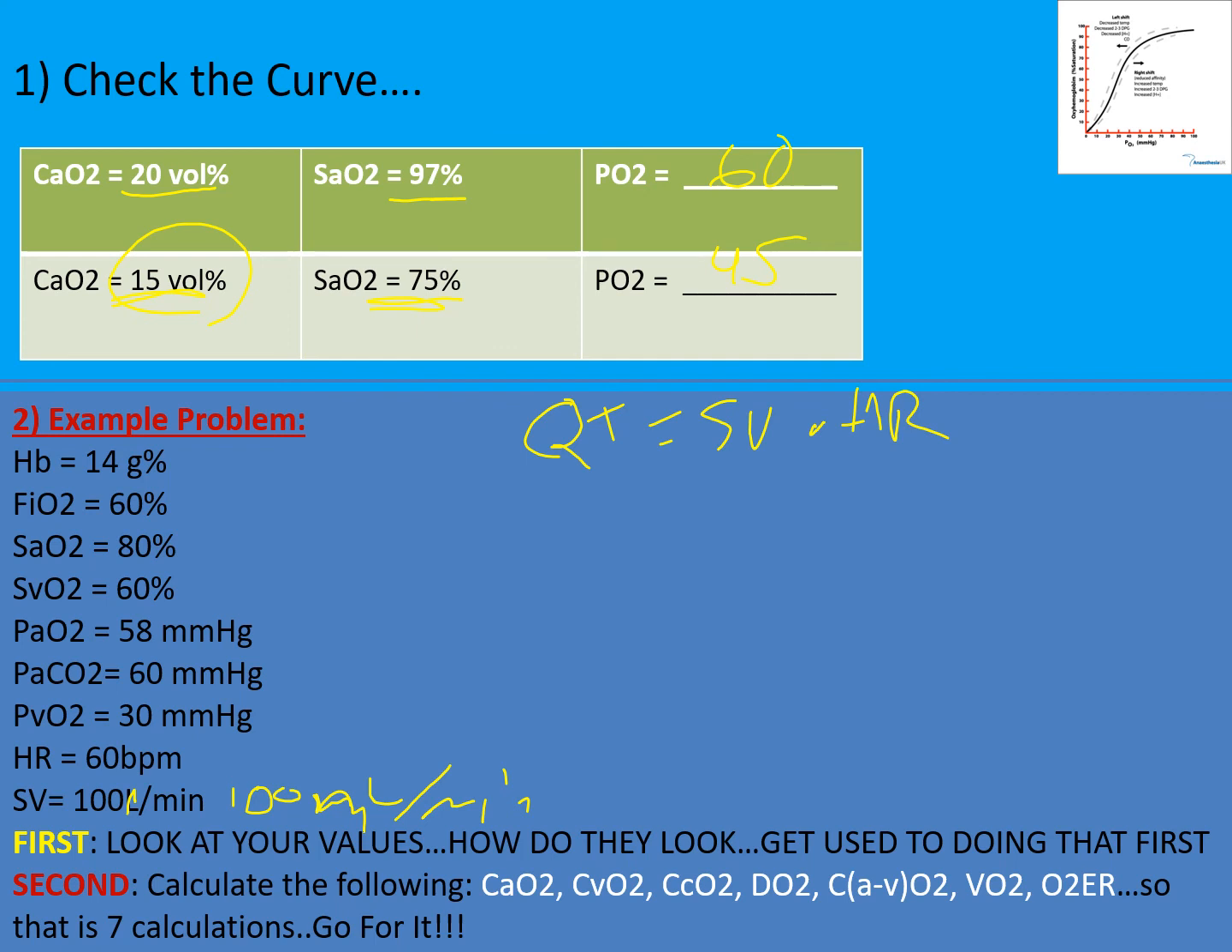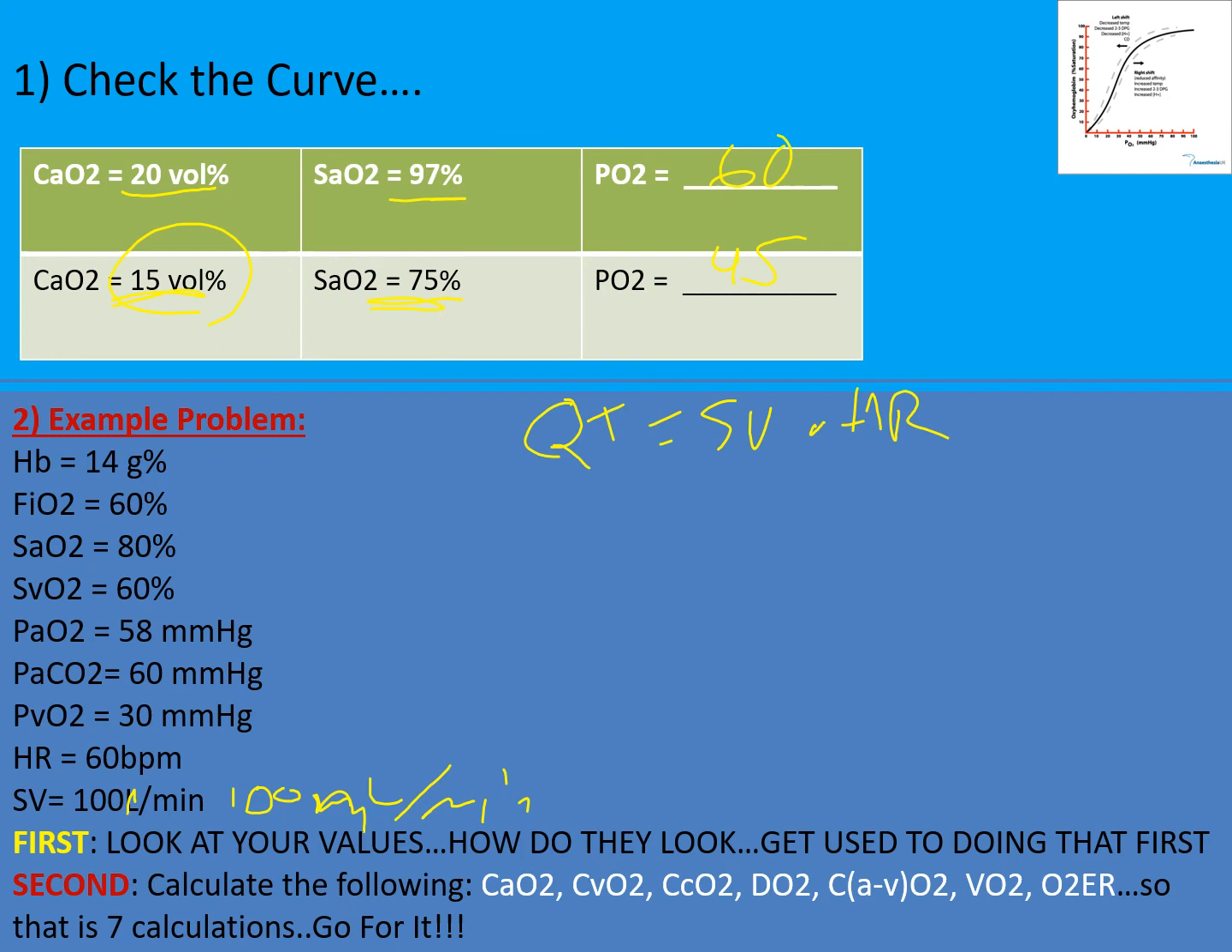Hemoglobin's 14 grams percent. Is that normal? FiO2 is 60%. Saturation of arterial is 80%. Saturation of venous is only 60%. PO2 is only at 58 millimeters of mercury. CO2 is at 60 millimeters of mercury.